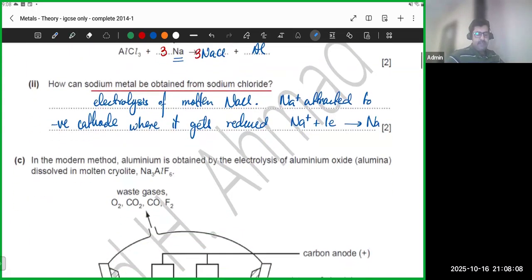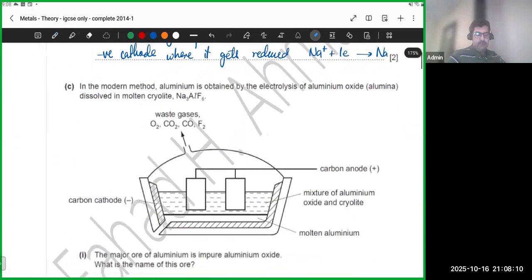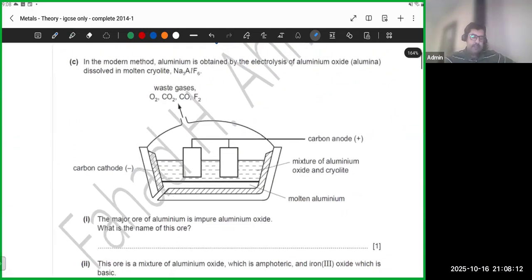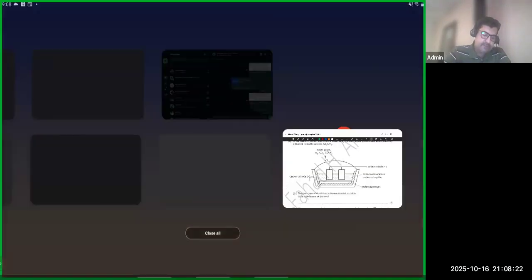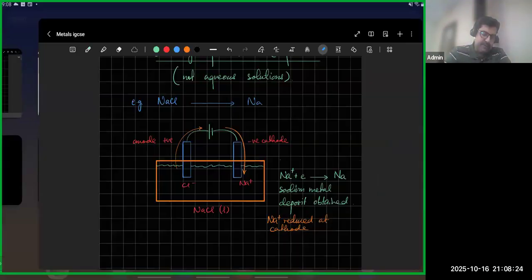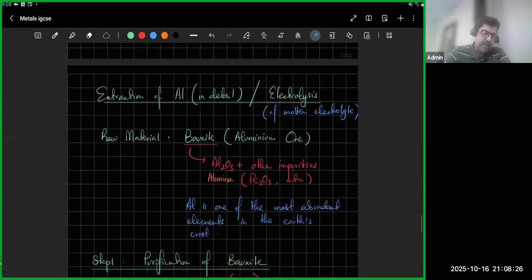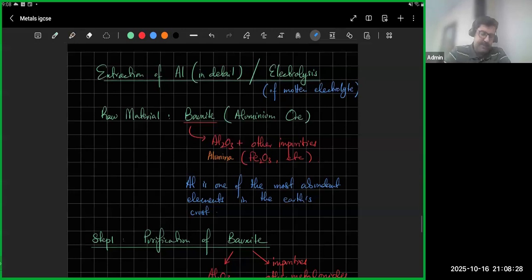Next one is about the whole extraction of aluminium. In the modern method, aluminium is obtained by the electrolysis of aluminium oxide, alumina. So we're just going to revise how extraction of aluminium was done.